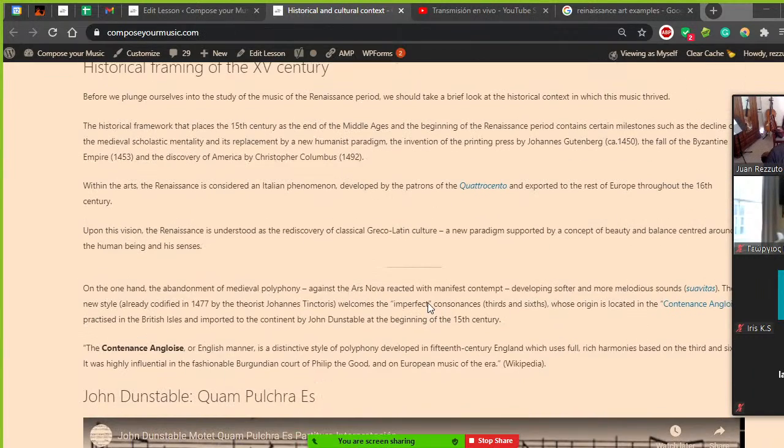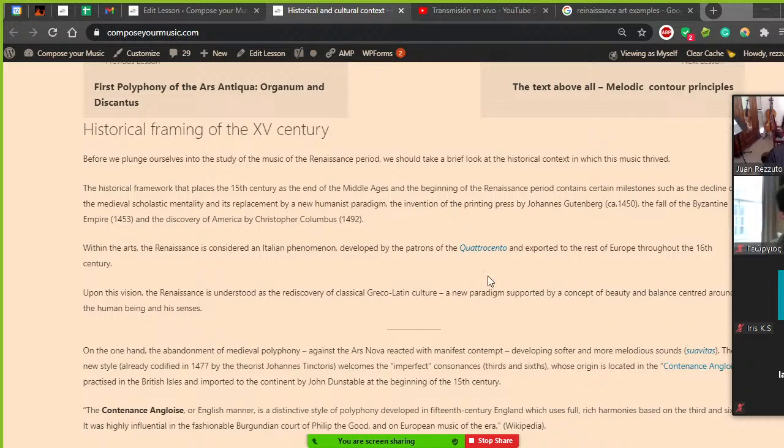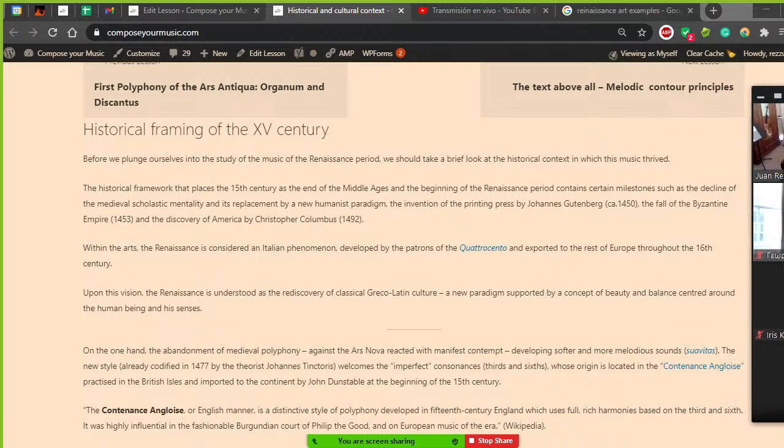Historical framing. Yes. Am I sharing the right thing? Yes, I am. So that's basically it.